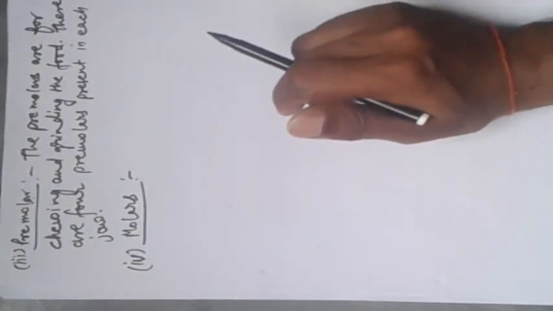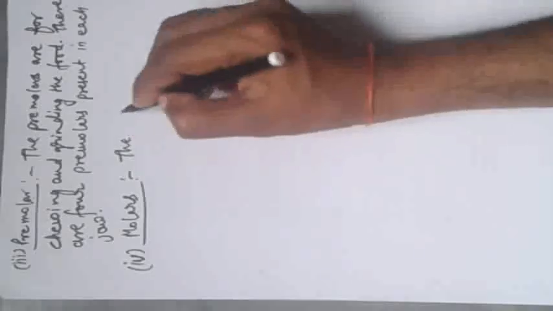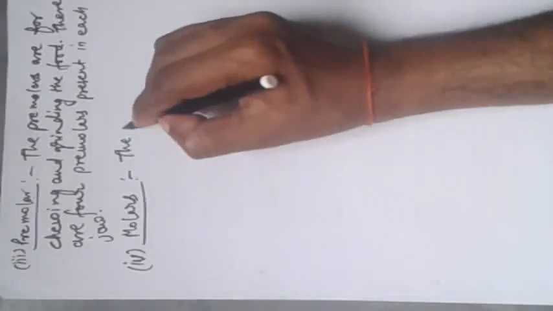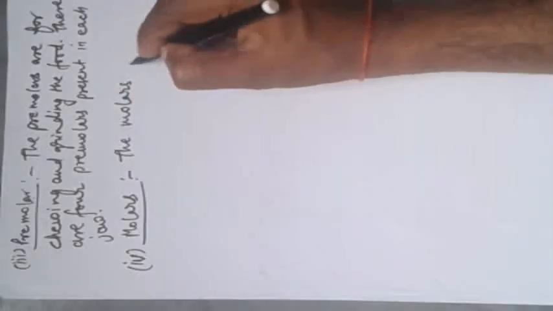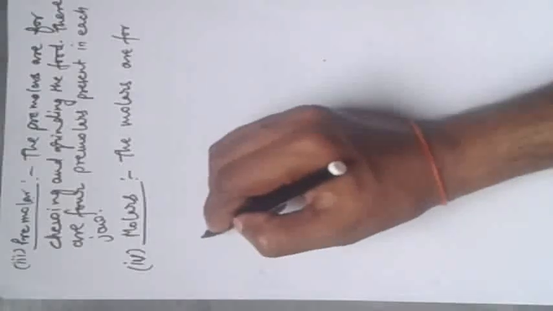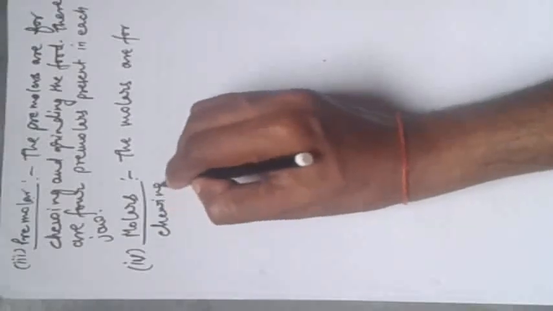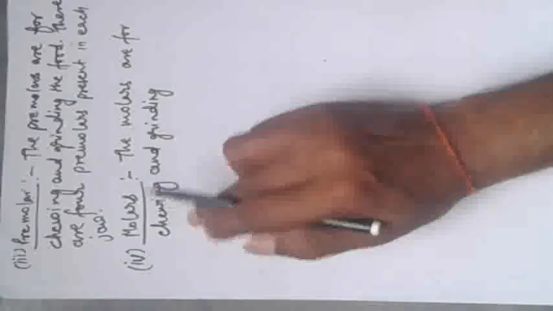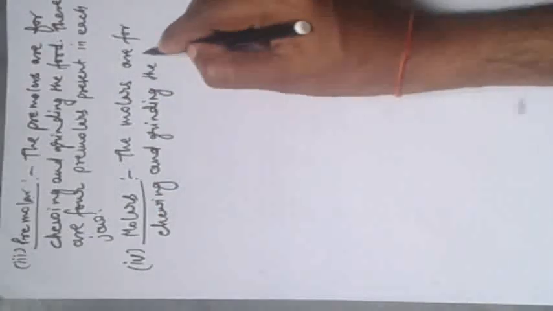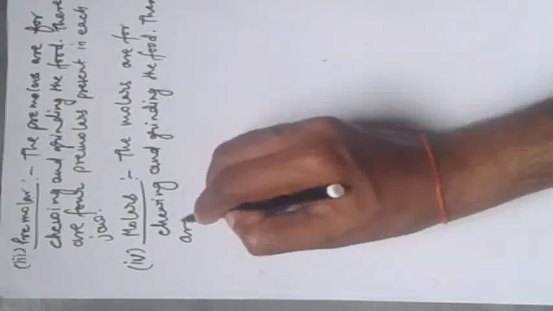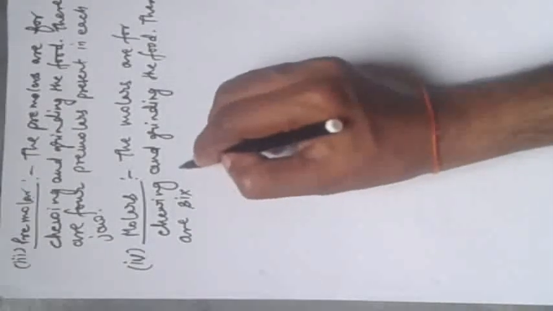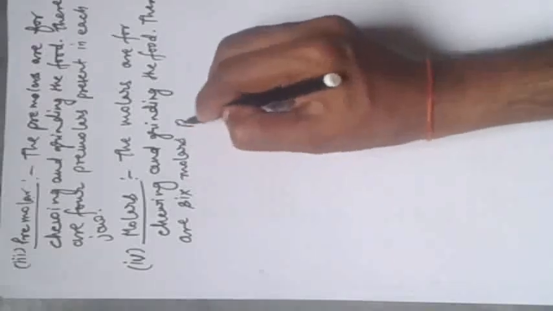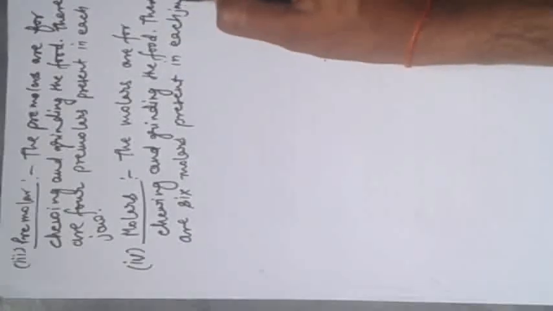The function of molars is chewing and grinding the food, and there are 6 molars present in each jaw.